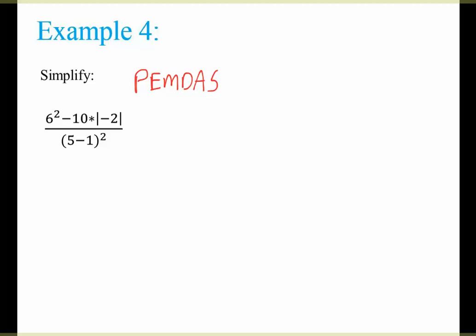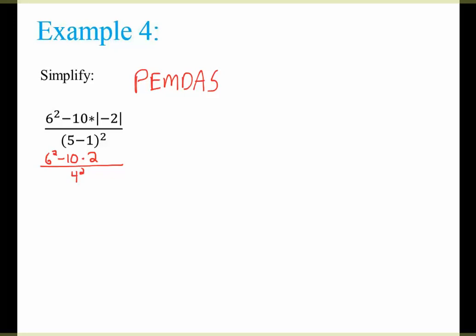So a lot of this is recopying. So I'm going to recopy my 6 squared minus 10. That asterisk is a multiplication symbol. But I can go ahead and take the absolute value of negative 2. And the absolute value of negative 2 is positive 2. And that's all going to be over 5 minus 1, which is 4.